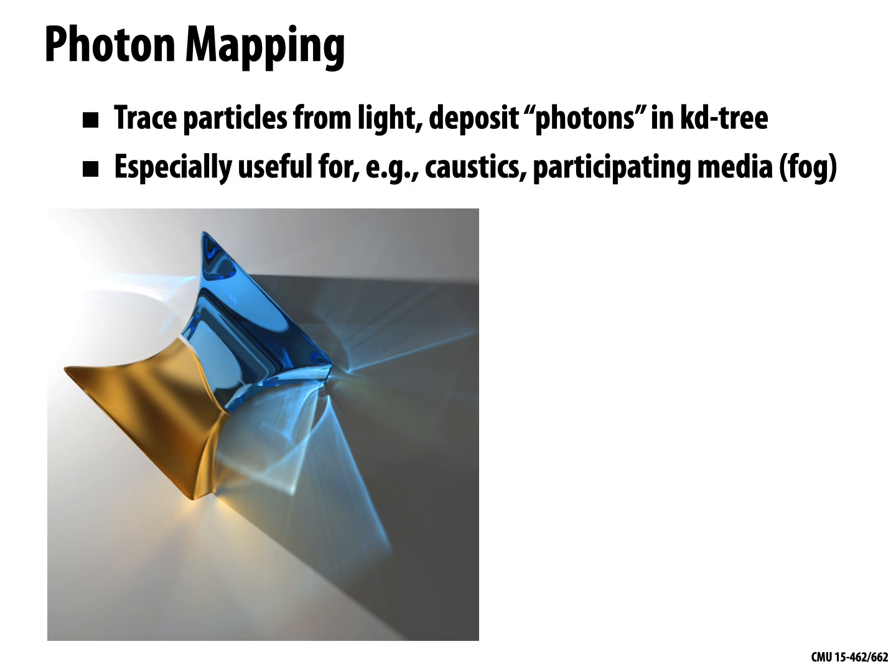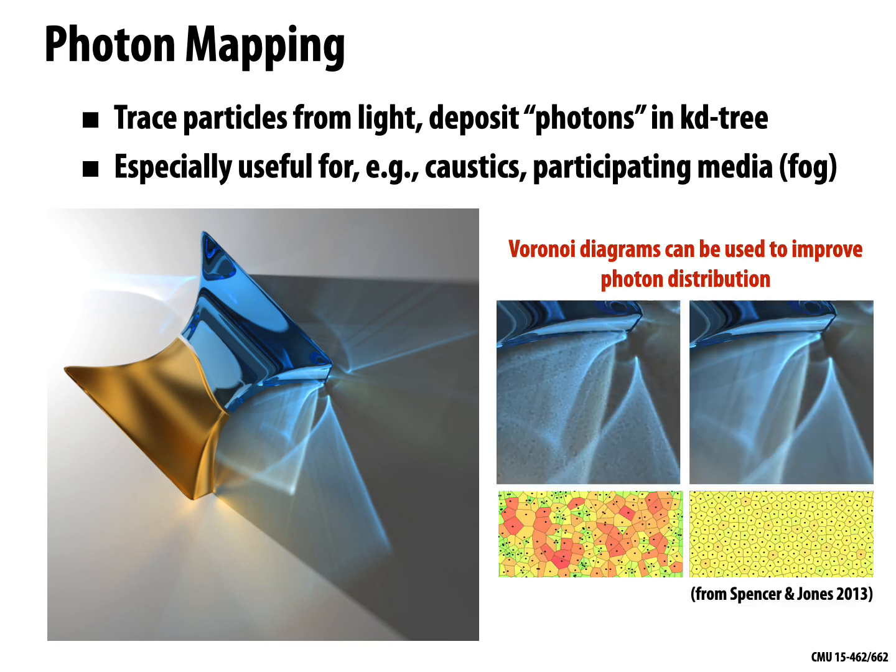This is especially useful for features like caustics that really have to do with light getting focused through reflected material. It's also useful for things like fog, participating media. And here again, we can use these ideas about sample patterns to improve quality. So maybe you take the locations of these photons in the scene and you run some kind of Lloyd relaxation or Voronoi diagram to get a better distribution.